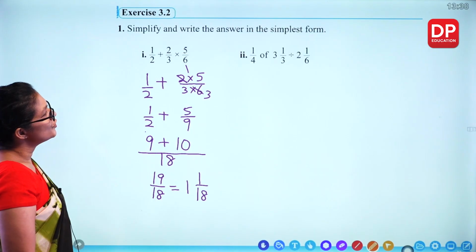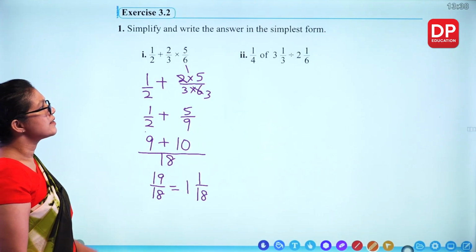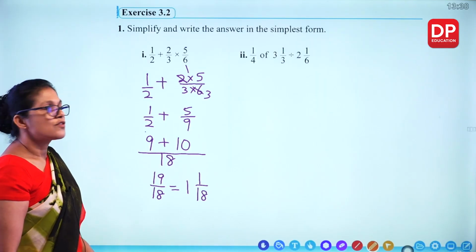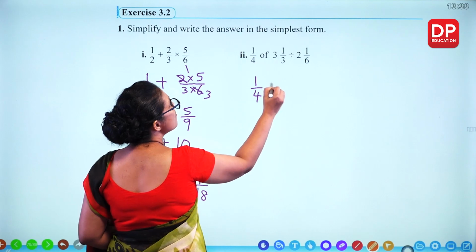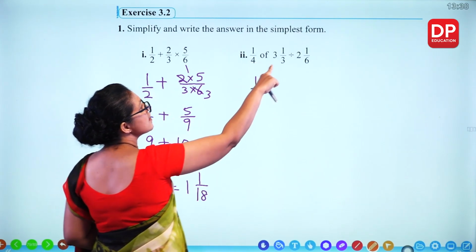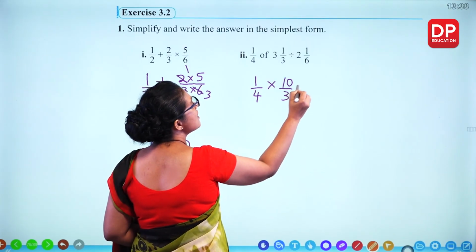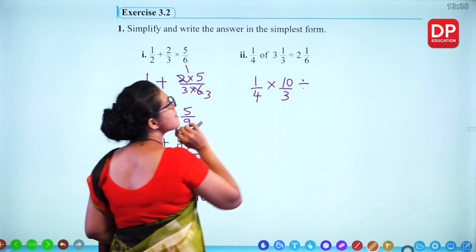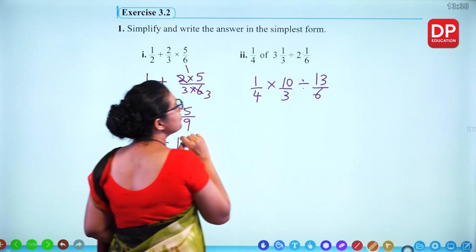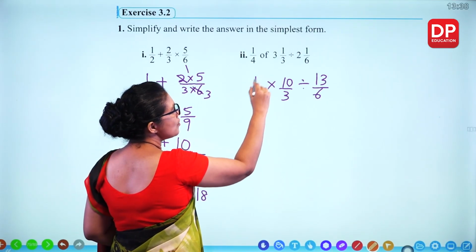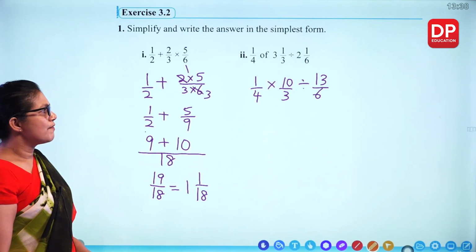This one, what you do? From left to right. Of is there, so you can do that one first. 1/4 of means multiplication. Convert to improper fraction. 10 over 3. Divide by 6 times 2, 12 plus 1, 13 over 6. You can do this one or you can write first and then simplify.